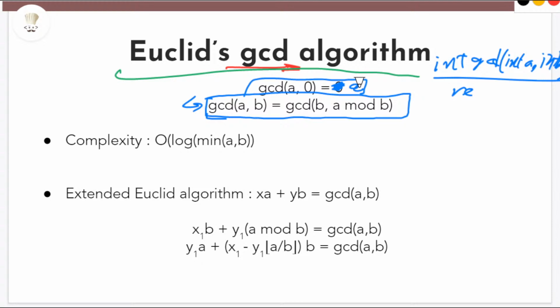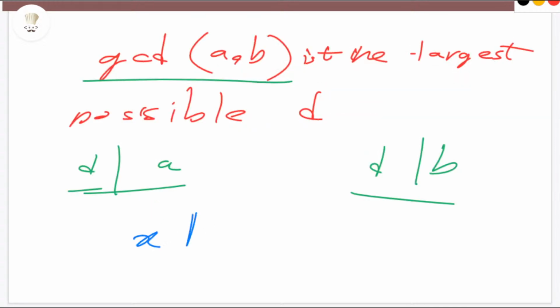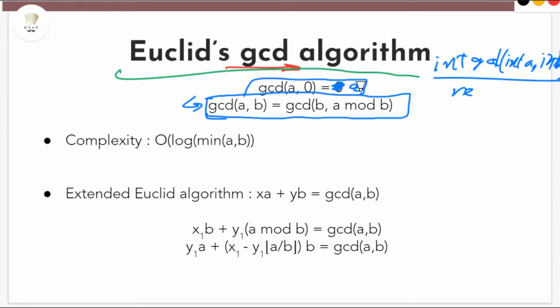We consider all of the numbers to be a factor of 0. We consider any x to be a factor of 0. So that is why GCD of a comma 0 is equal to a. And this would be the terminating step in your GCD algorithm. The complexity, if you write this recursive function, is big O of log of minimum of a comma b. I'll explain how this complexity comes out to be, but first let me show you the code for this.